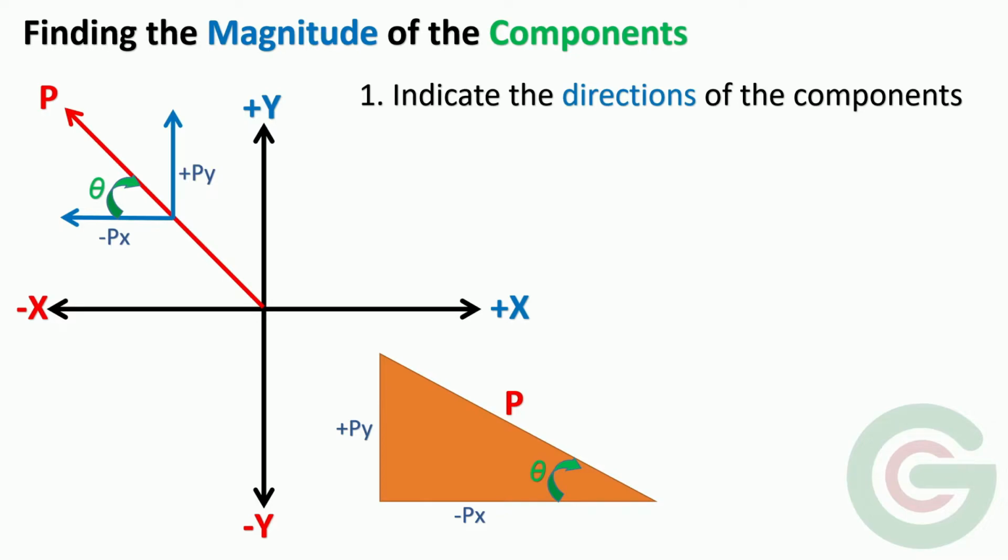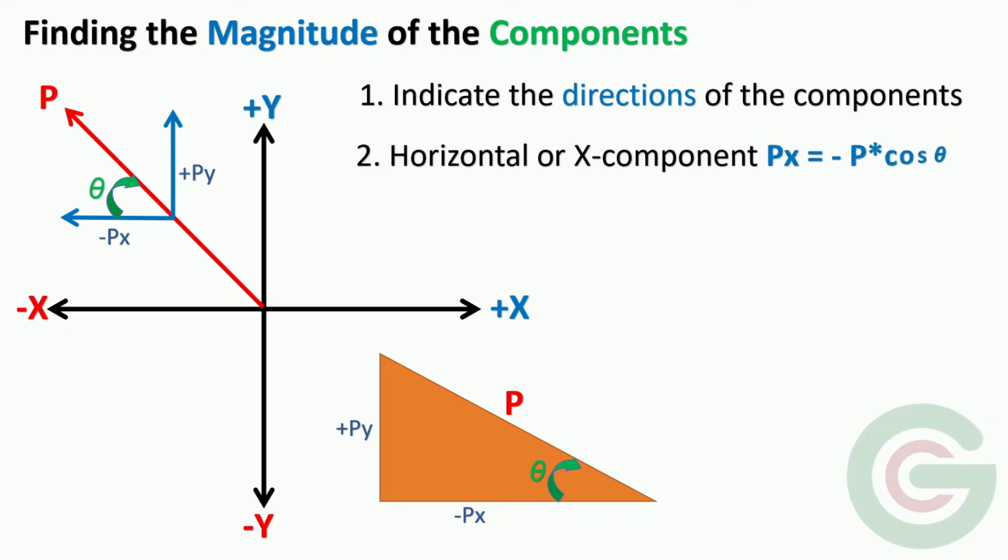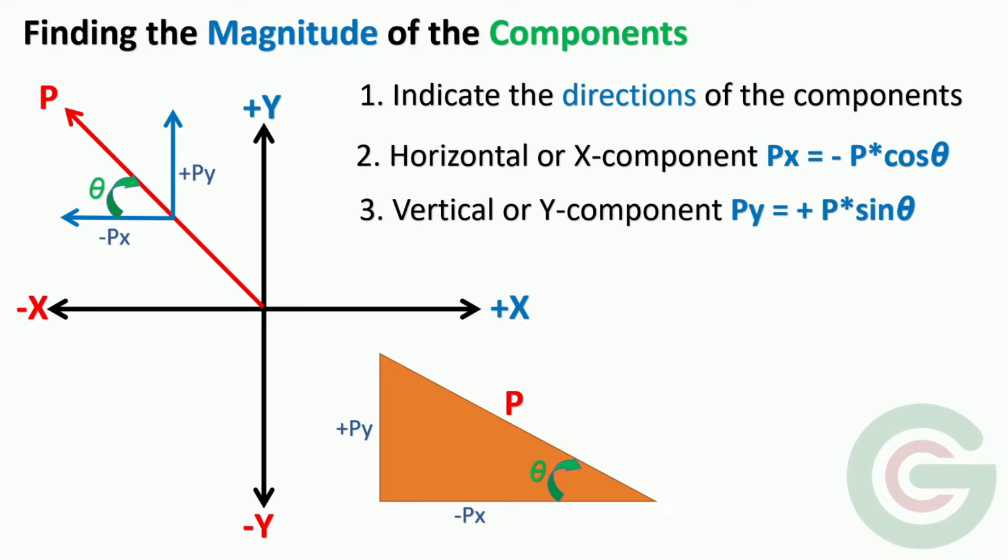From this triangle, the horizontal component or the x component will be Px is equal to minus P cos theta. The negative sign is because it is in the negative direction of x-axis. The vertical component or y component is Py is equal to plus P sin theta. The positive sign is because it is in the positive direction of y-axis.